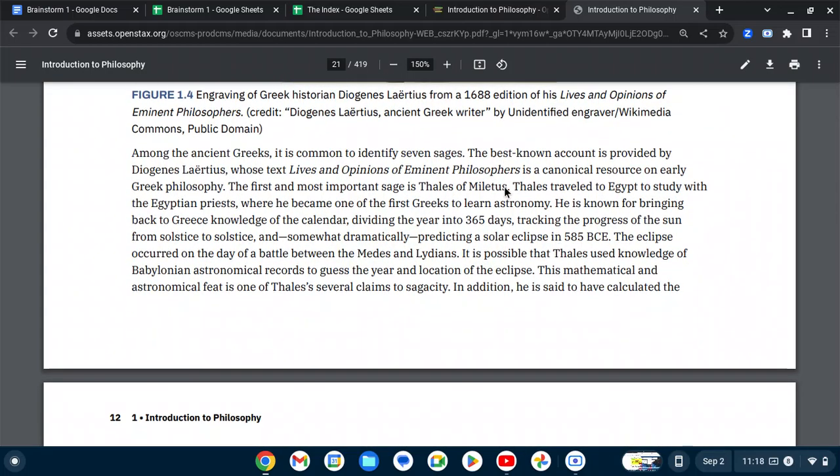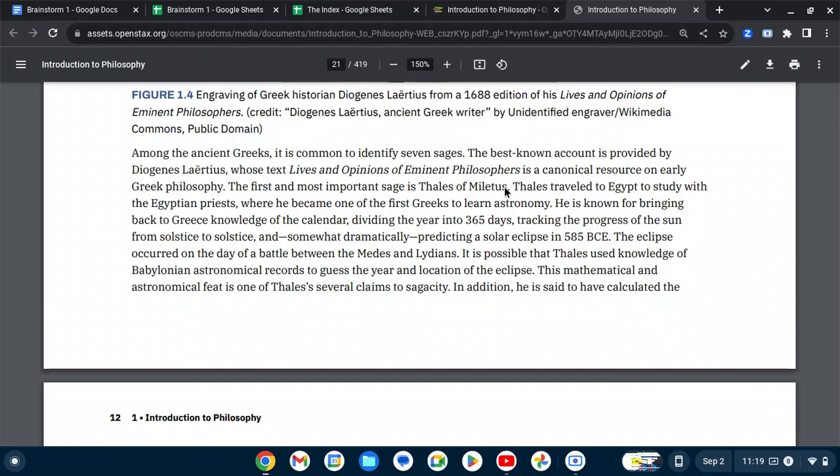Among the ancient Greeks, it is common to identify seven sages. The best known account is provided by Diogenes Laertius, whose text Lives and Opinions of Eminent Philosophers is a canonical resource on early Greek philosophy. The first and most important sage is Thales of Miletus.